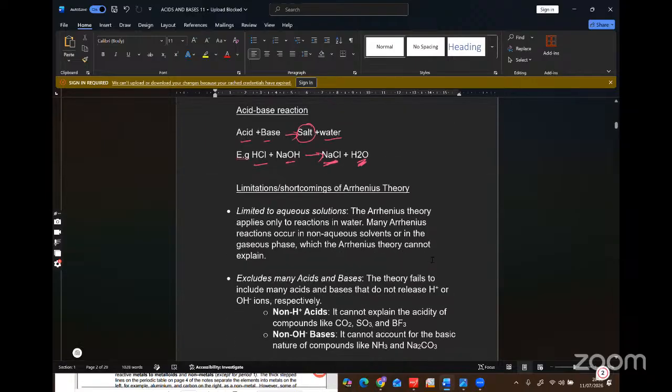Now, like I said, even though his postulates or his theory was accepted for many years, it had many challenges.